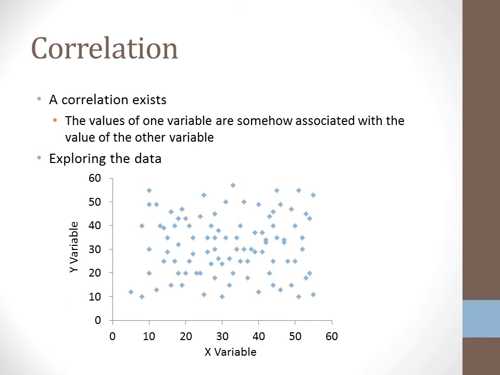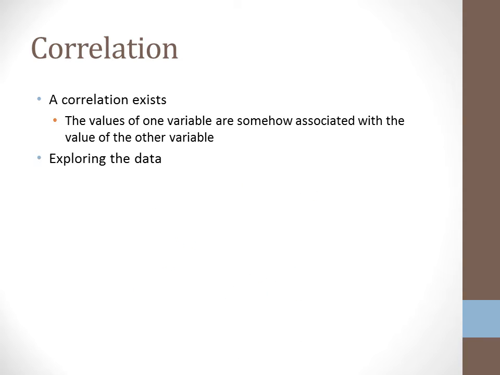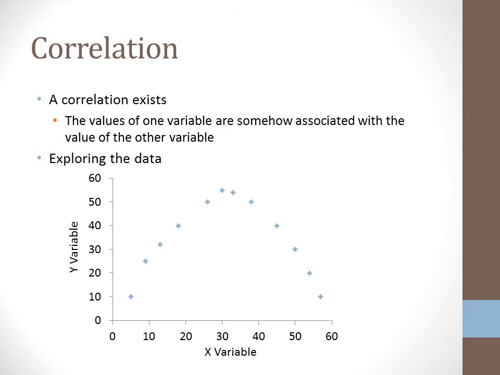This figure is an example of a scatter plot that shows no distinct pattern and suggests that there is no correlation between the values of x and y. This scatter plot shows a distinct pattern suggesting that there is a correlation between x and y. However, this pattern is not a straight line.